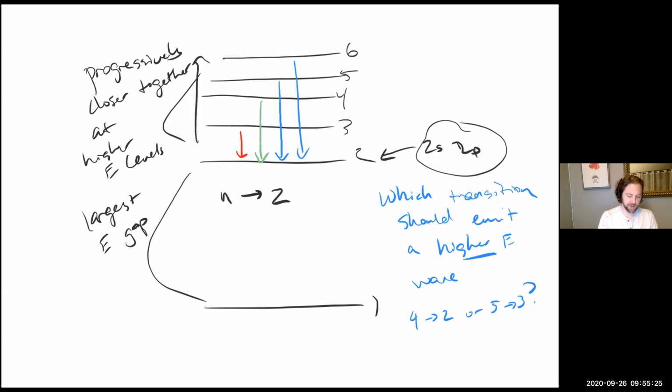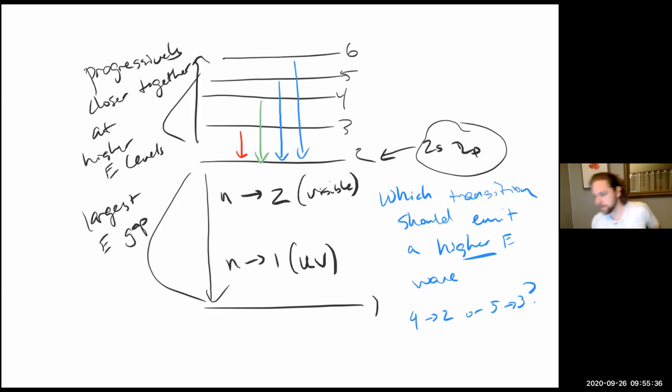Anything past that, if you drop into a 1, any end state going to the ground state is a higher energy level, which would be UV. So you should know which transitions for hydrogen specifically are visible, and that's anything from a higher level down to a 2. And then down to a 1 would be UV, higher energy. And these are called emission series.